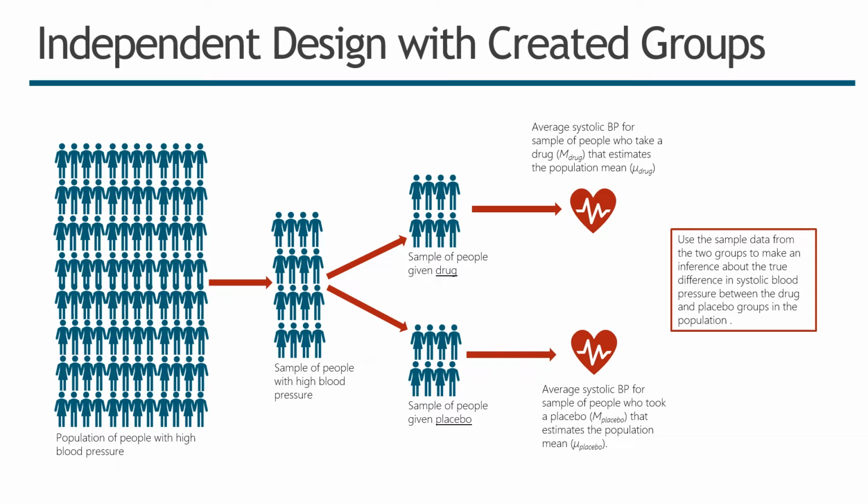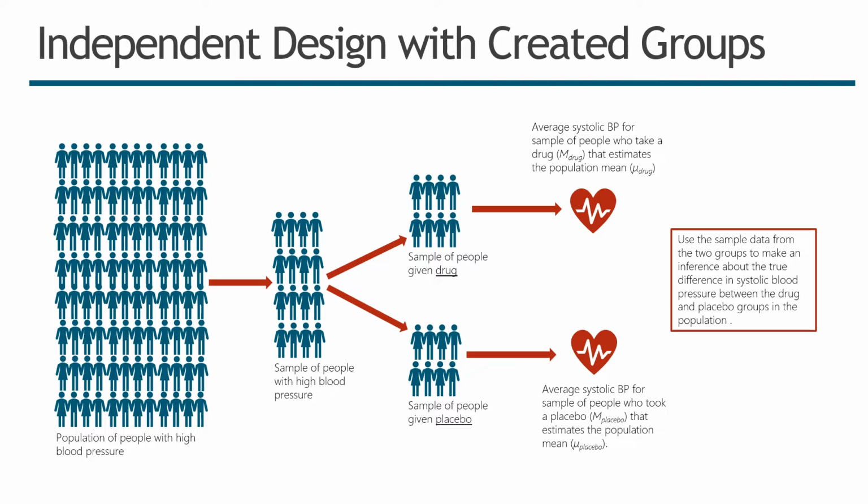This next design here is an independent measures design with groups that the researcher creates. So here we have a population of people with high blood pressure, and then we take a sample of people with high blood pressure from that population, and then randomly divide them into 2 groups. One sample of people is given the drug, another sample of people is given the placebo, and which group they're in is determined by random assignment.